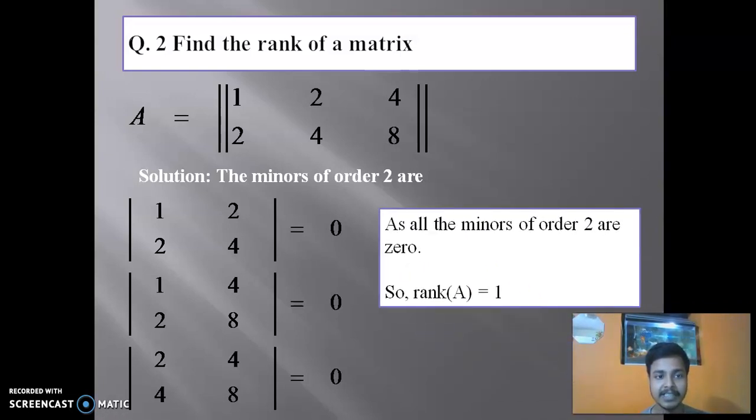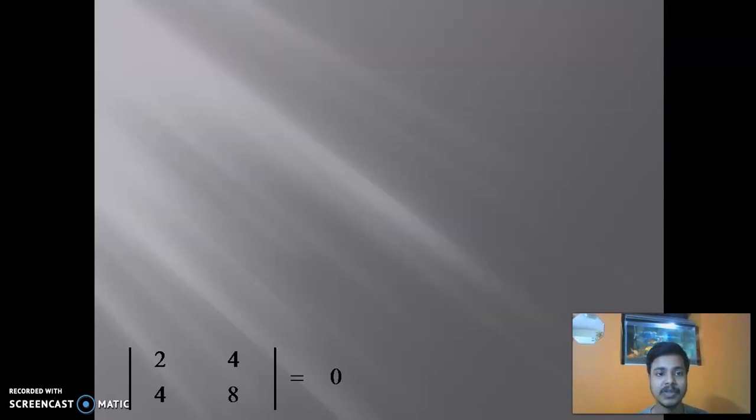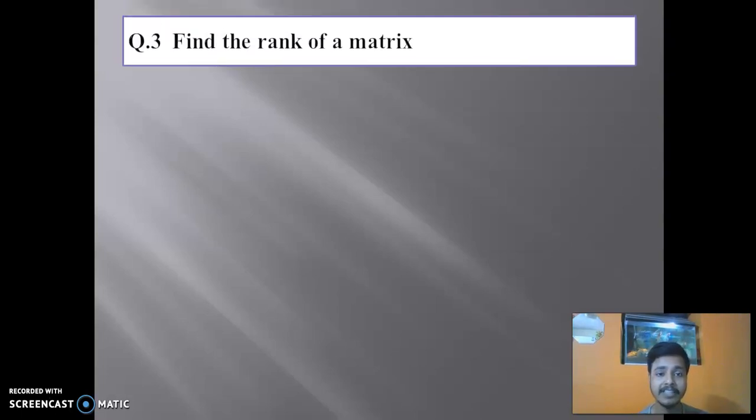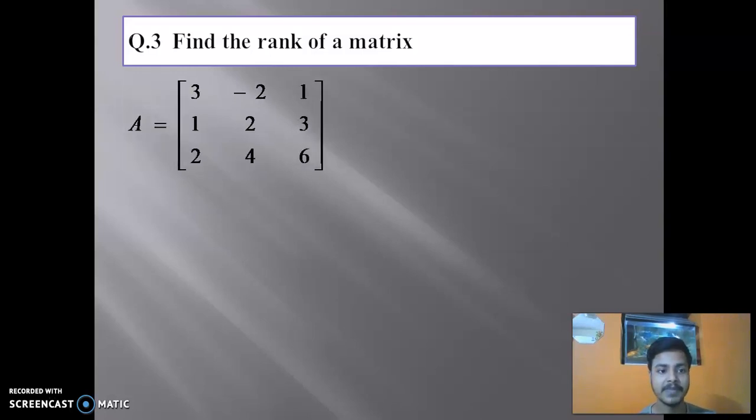Okay. I hope this example is clear to you. Now let us see the very next example. Find the rank of a matrix. So this is the third notation, square brackets. Within the square brackets, elements are written. So this is the matrix we have, A. Now we have to find out the rank of this matrix.